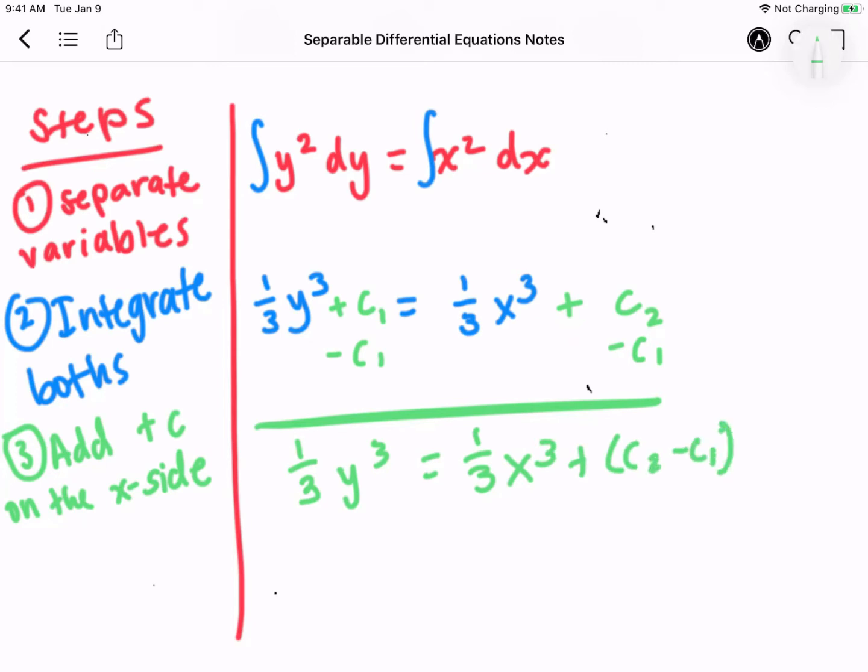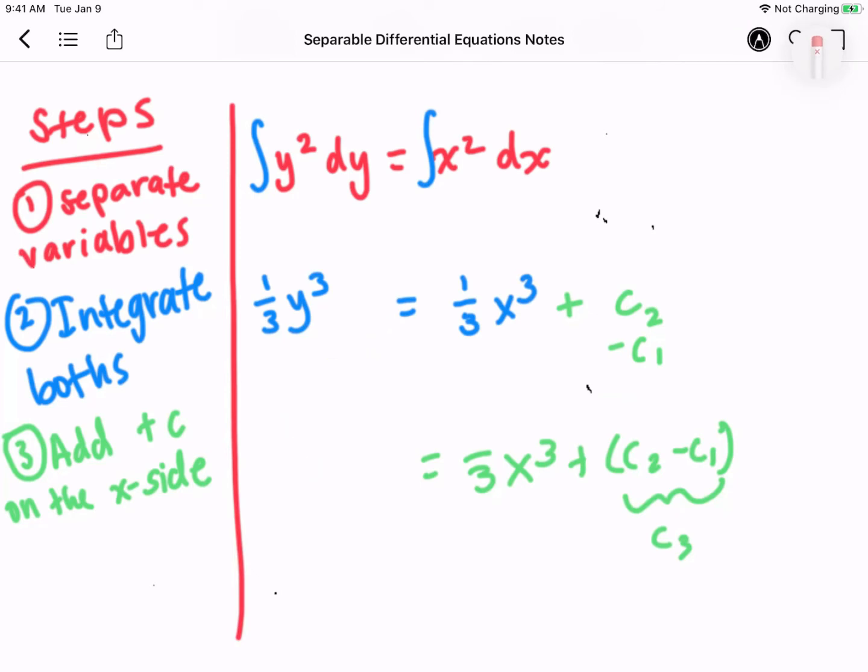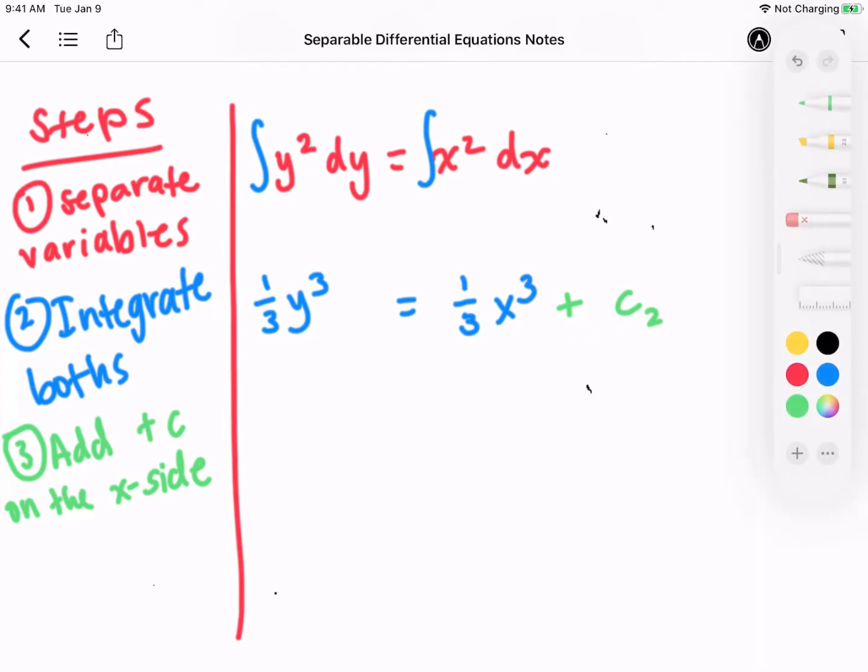Well, if you think about it, if I just have a constant minus a constant, this is just a constant. It could be called c3. And so the reason why we just add it on the x side is just to make it more simple, so we don't have to have two constants. That would be silly because when we add them together, it just makes another constant. So we just make it more simple by only adding the constant on the side with x. Okay, so you don't have to add the plus c on both sides.